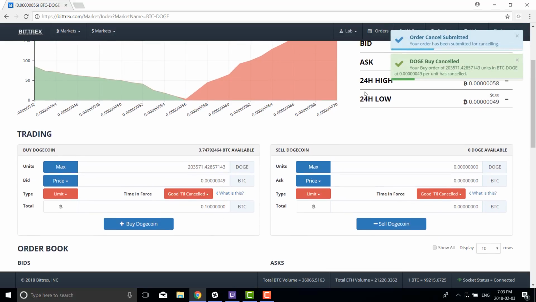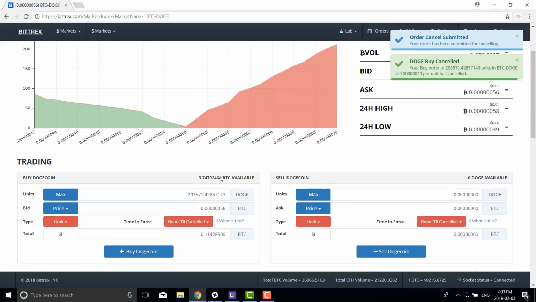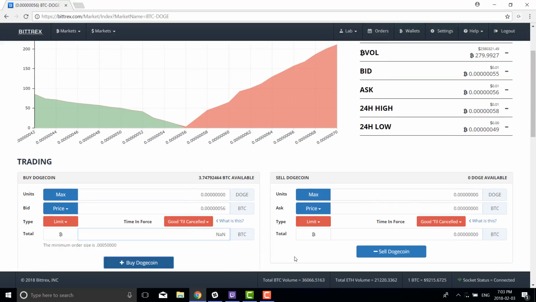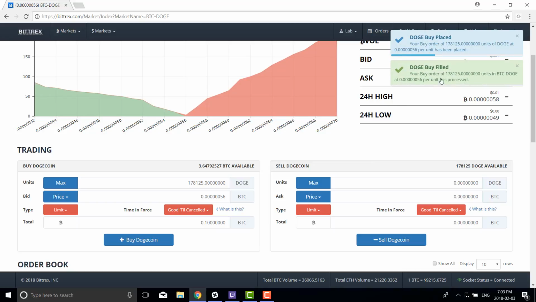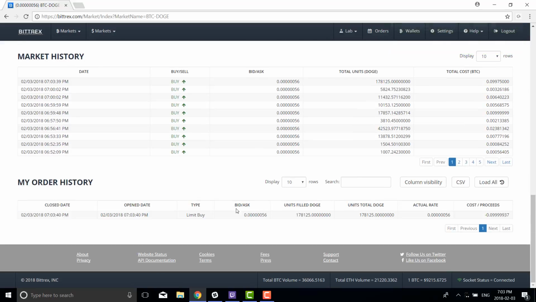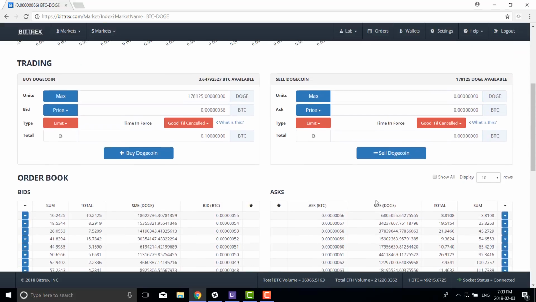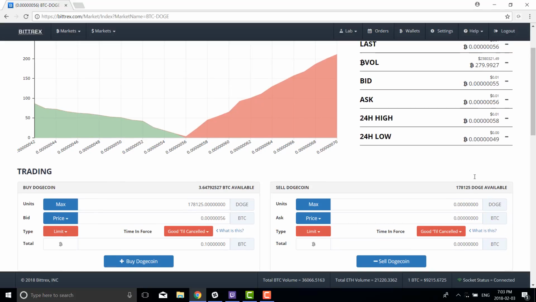I'll buy some at the current price of 56 to show you guys the selling part. So buy, you'll see it filled automatically, this many coins. I have it right here now. So you'll see the history below here, and you'll see your coins here. Now it's in my wallet and it's shown here.